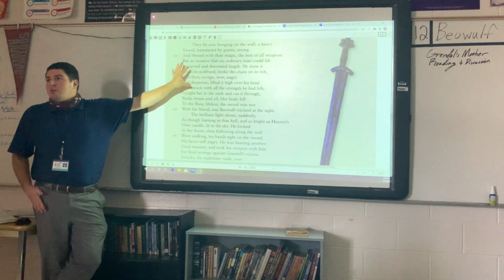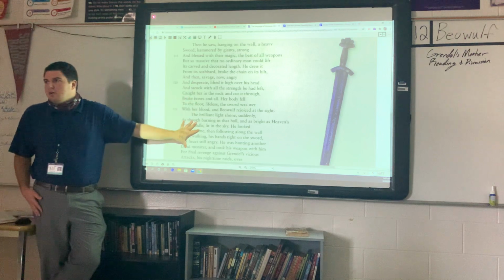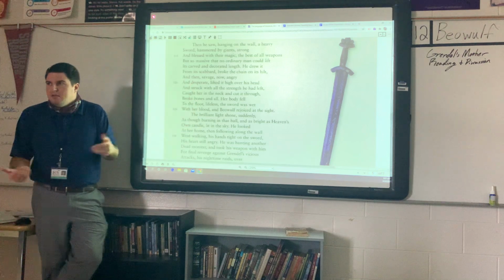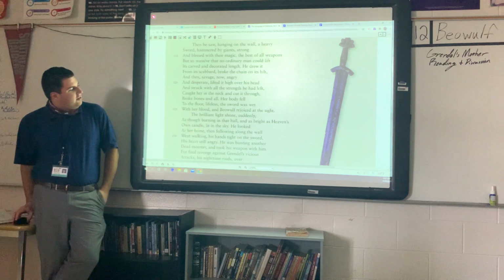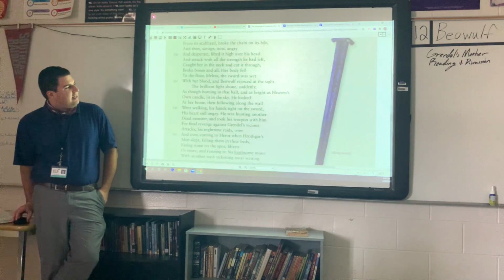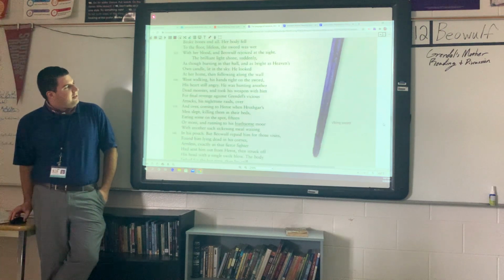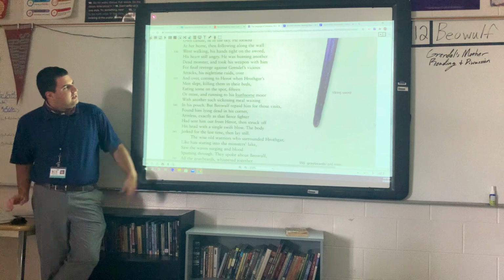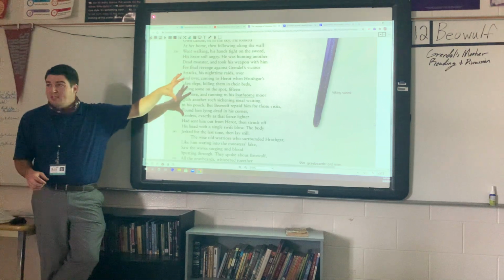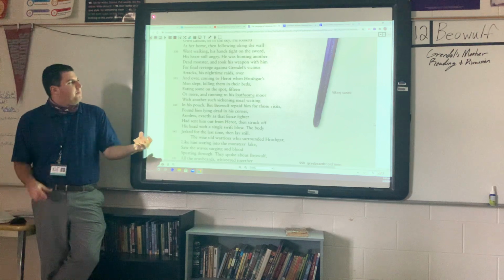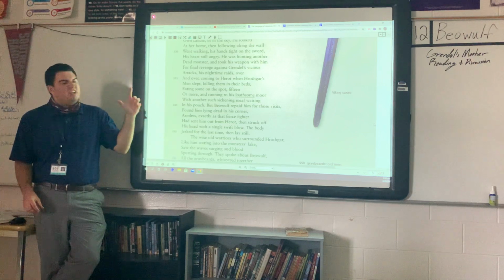But he had to use her own kind of weaponry against her, some kind of magical thing to be able to win here. Then the brilliant light shone suddenly as though burning in that hall, and as bright as heaven's own candle lit the sky. He looked at her home, then following along the wall, went walking, his hands tied on the sword, his heart still angry. He was hunting another dead monster and took his weapon with him for final revenge against Grendel's vicious attacks.